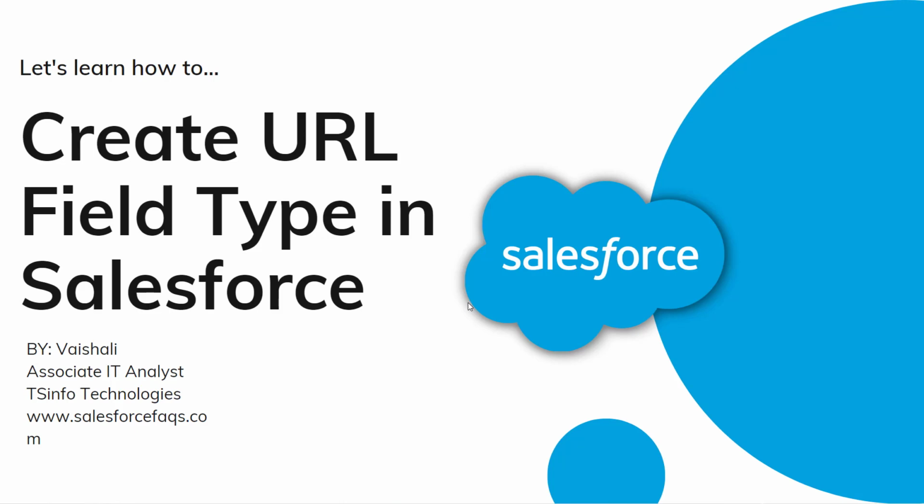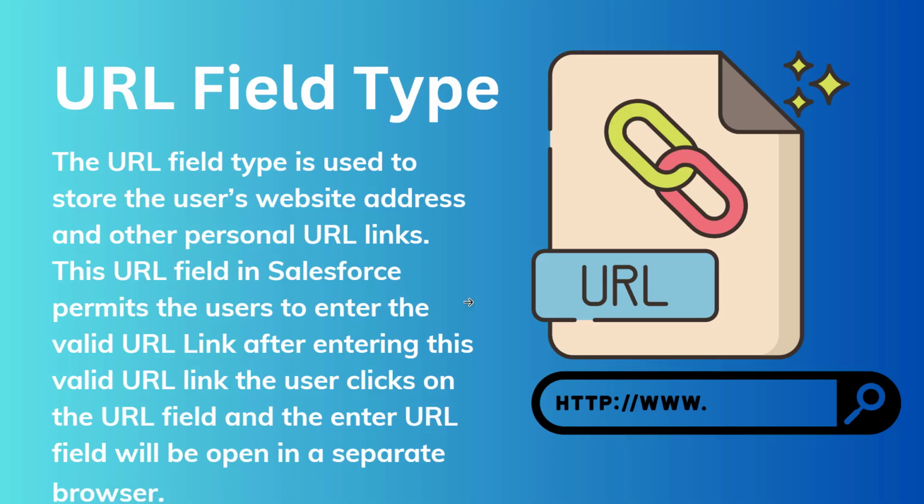So before we proceed to learn how to create it, we first discuss what is URL field type in Salesforce. URL field type in Salesforce is defined as a field type that allows the user to enter a valid website address. When the user clicks on the field, the URL will open in a new browser window. Basically, the URL field type is used to store the user's website address and other personal URL links.